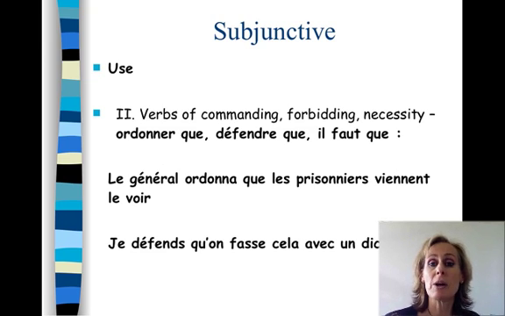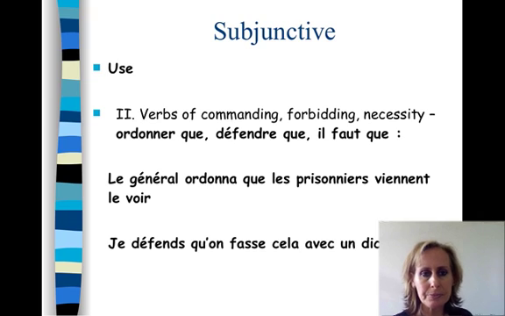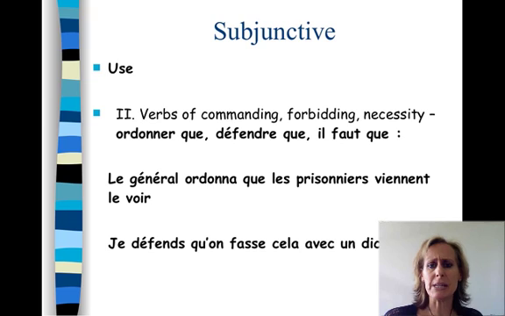Two. Verbs of commanding, forbidding, necessity. Verbs like ordonner que, défendre que, il faut que. So they're ordering, forbidding, commanding, insisting, these kinds of verbs. Le général ordonna que les prisonniers viennent le voir.